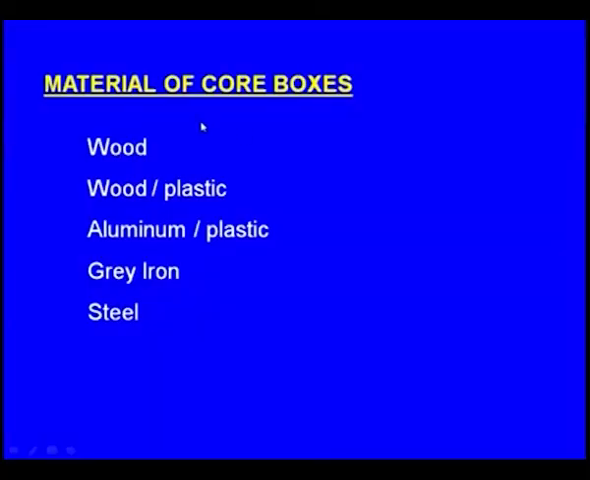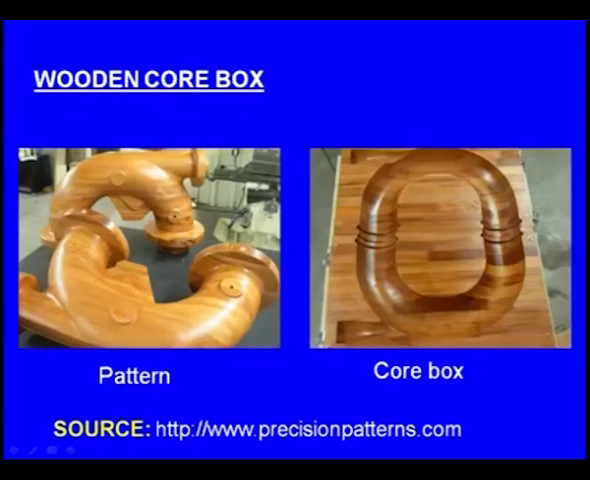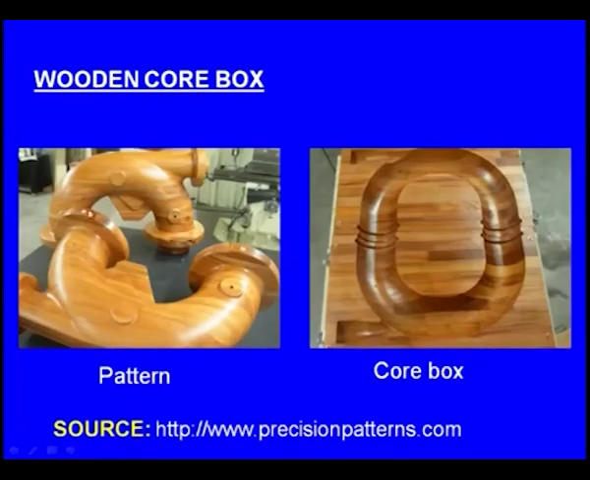And these are the materials of the core boxes. Core boxes can be made up of wood, wood along with plastic, aluminum and plastic, or grey iron. Finally, they can also be made up of steel. Here we can see the wooden core boxes. This is the pattern, and this is the core box, and here we make the core and this core will be kept inside the mold cavity that is made by using this pattern.